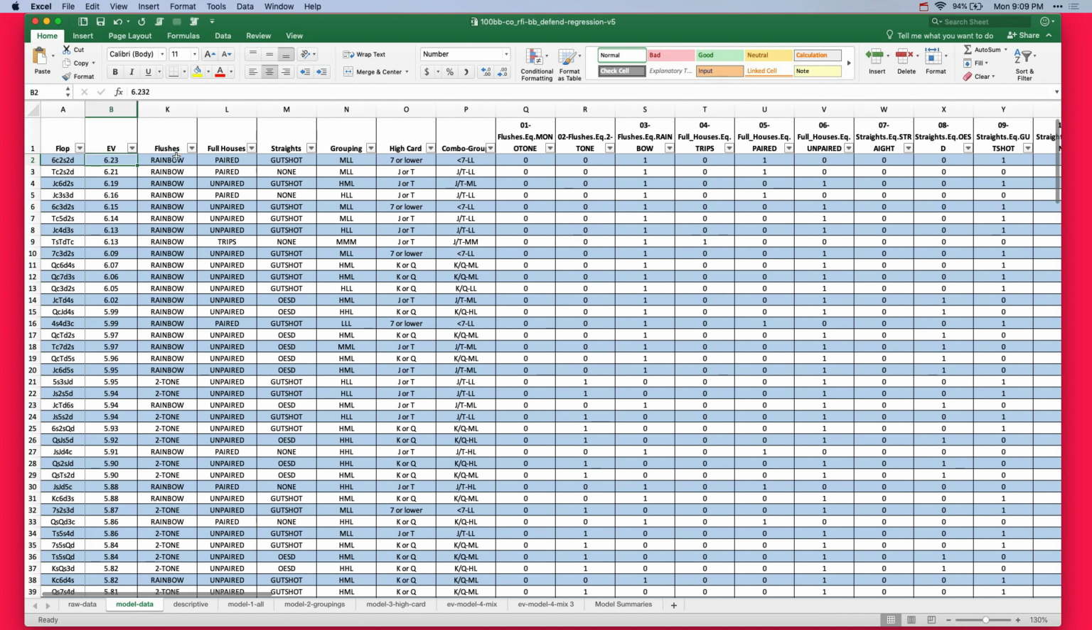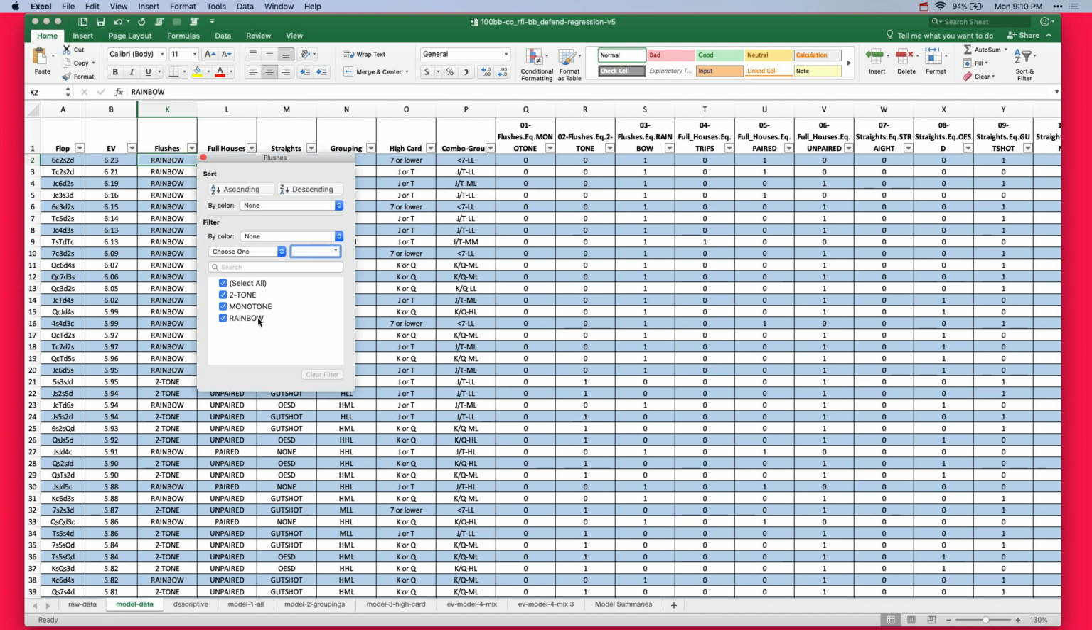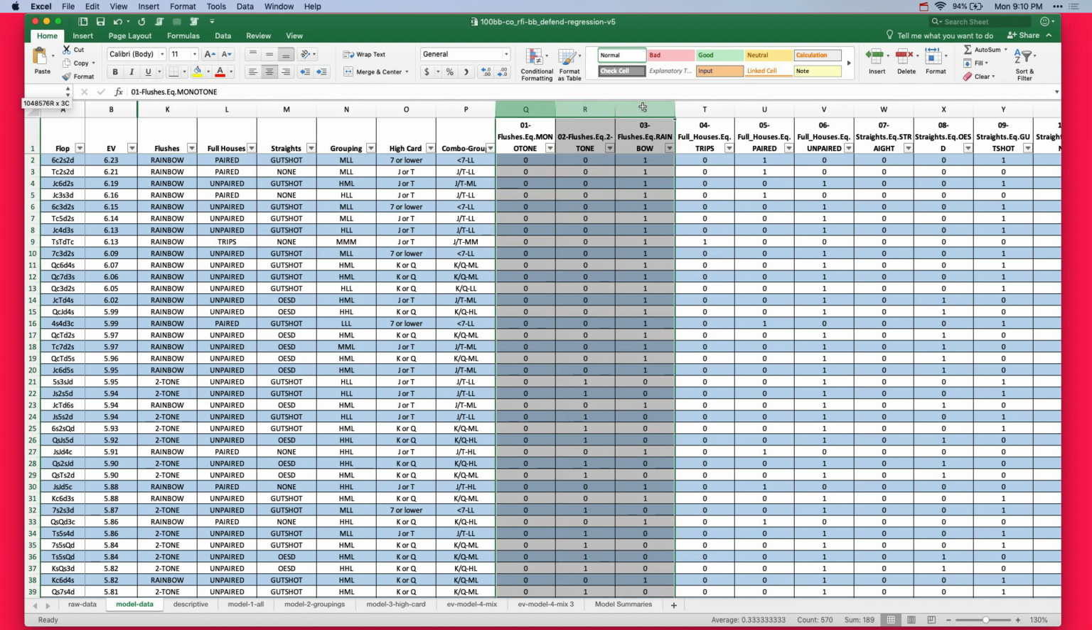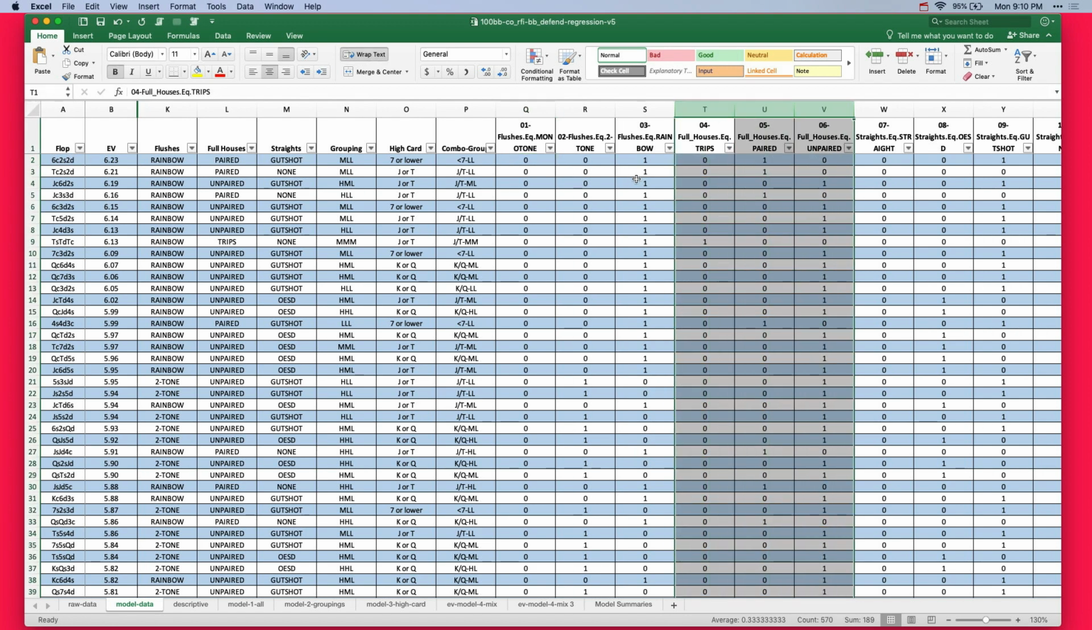But for each of these other groups here, I created dummy variables for all of them. I'll use flushes as an example. Flushes, you can be either rainbow, monotone, or two-tone. So our first 3 variables here are monotone, two-tone, and rainbow. And it's pretty straightforward. You get a 0 if you are not that value, and you get a 1 if you are that value. So in this case, this 6 deuce deuce rainbow is a rainbow flop. So we have a 1 in the rainbow category, and then a 0 in the other 2 categories. And it's the same way for all of these other categories. So again, that's a paired flop, so it's 0 for trips, 0 for unpaired, 1 for paired, etc.